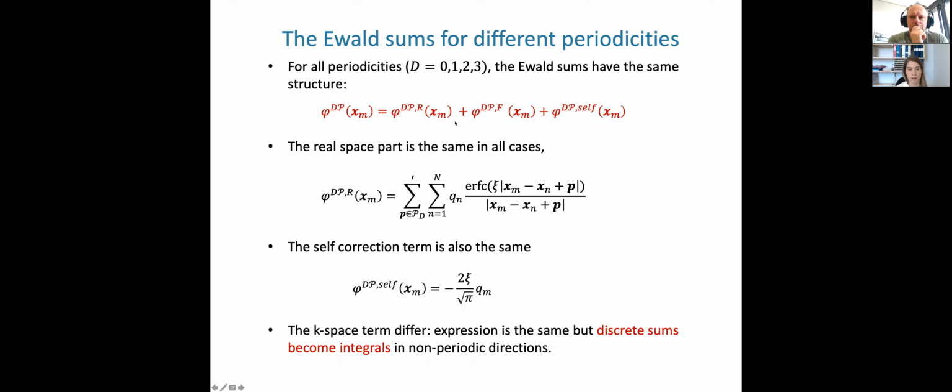We have the same structure. So we have a real space part that will be the same in all cases, except that the summation, of course, will be different, depending on how many periodic directions we sum over. But it's still local, so it decays fast.